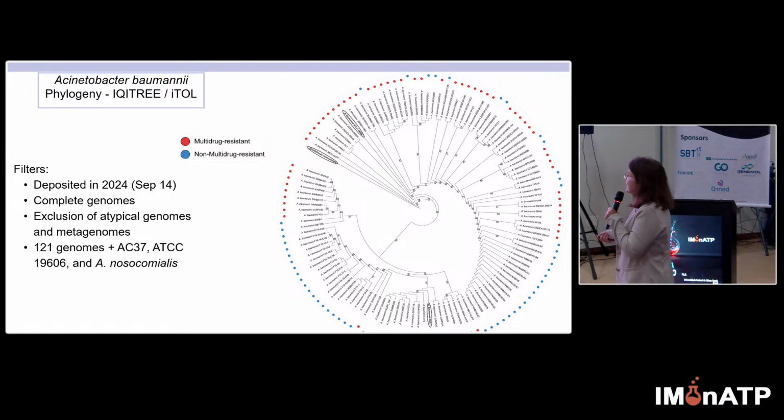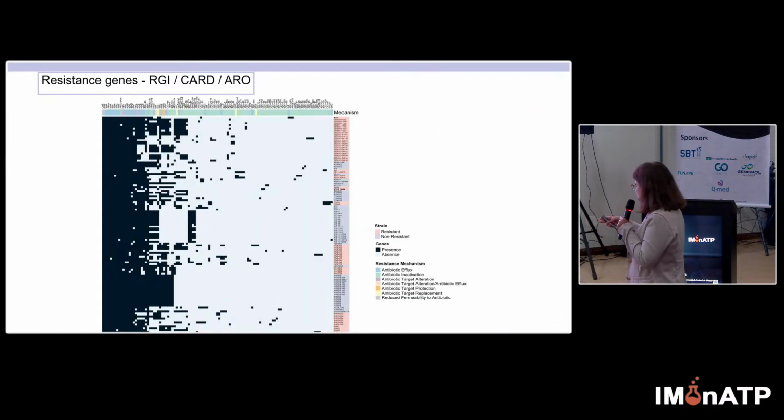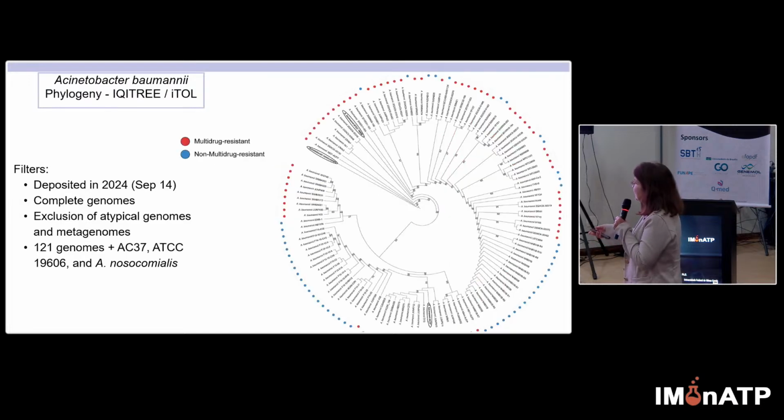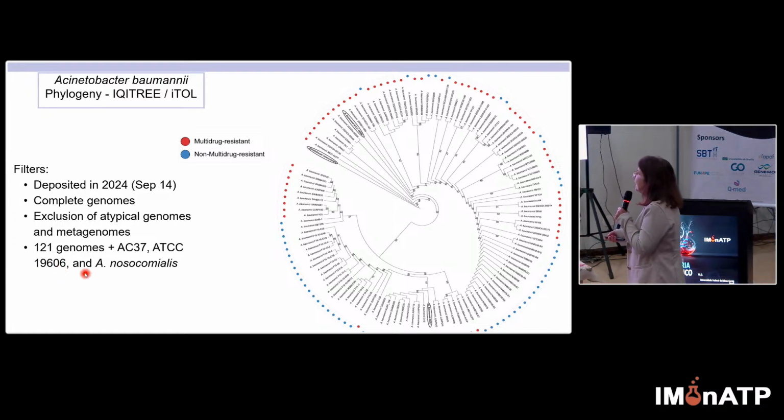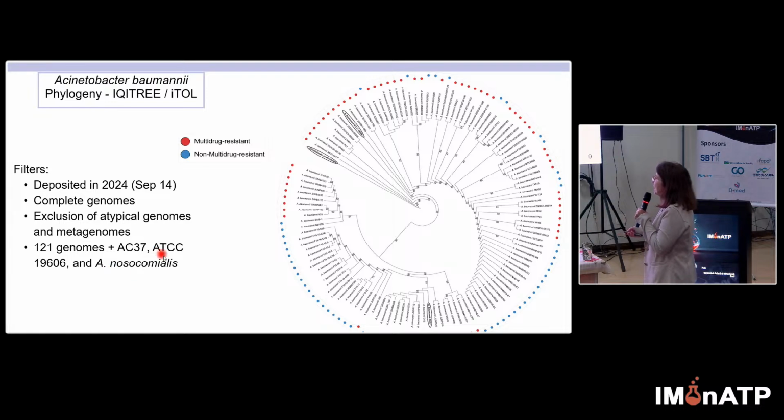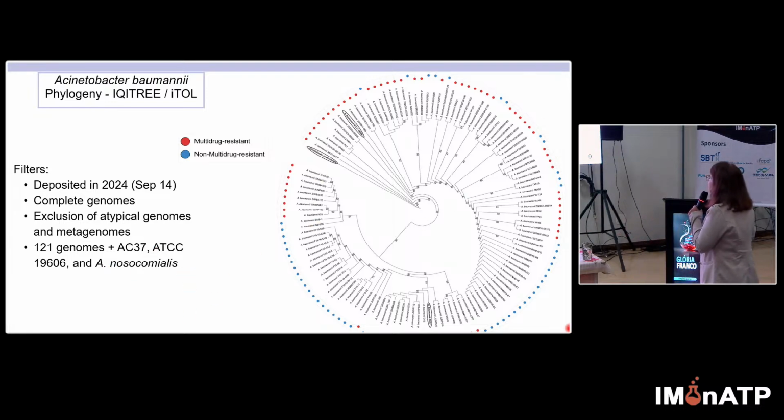We did a phylogenetic analysis using 121 genomes that were very well annotated and assembled in the gene bank. The bacteria we've been using is this one, AC37, multi-resistant, and we used a reference strain from ATCC, called ATCC 19606, and also as an outgroup, Acinetobacter nosocomialis. And this is what we got with this tree.